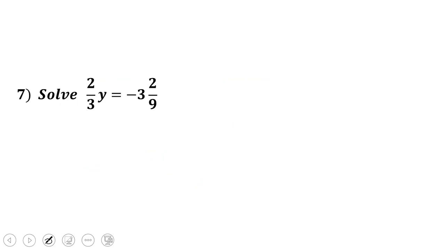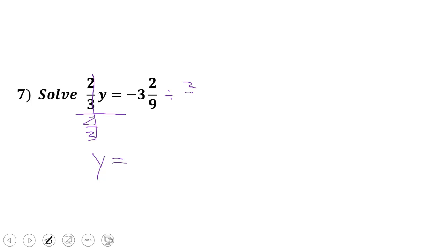Solving 2/3 y is equal to a negative 3 2/9. Once again, to isolate y, we need to do the inverse operation. If we are multiplying by 2/3, the opposite or inverse is to divide by 2/3. And 2/3 divided by 2/3 is 1, and 1 times y is y. Our second goal, keep the equation balanced, says whatever I do to one side, I must do to the other side. So this time, I'm going to actually put it right here.